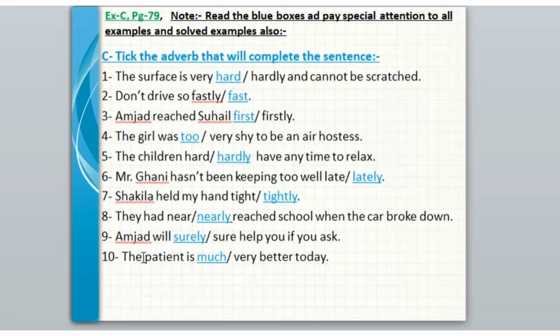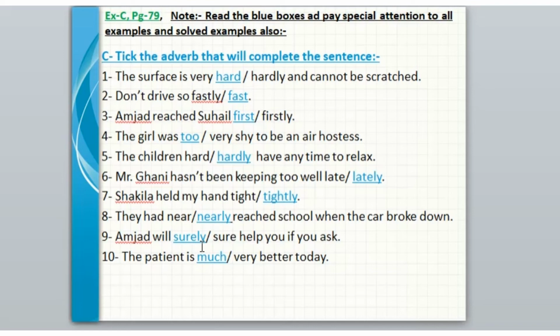Okay. Number 10. The patient is much very better today. So students, with much you do not say very. Very is a wrong one. Much is the correct form. It will become, the patient is much better today. So you will put a tick on top of much. Okay. Hope this exercise is very clear to you and you found it easy.